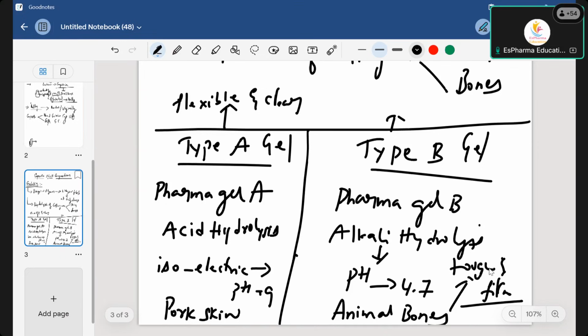No need of this toughness, no need of this firmness, no need of this heaviness, no need of this brittleness. Just what we need is flexibility and clearness. That's why while preparing hard gelatin capsules, we use both bone and skin gelatin. But while preparing soft gelatin capsules, only skin gelatin is used. Understood?